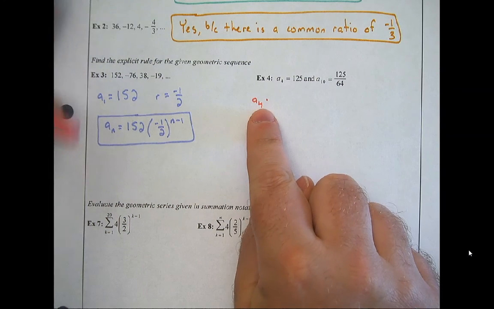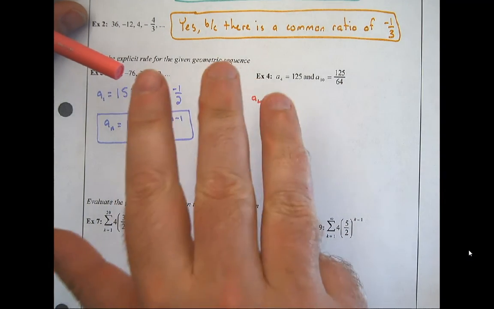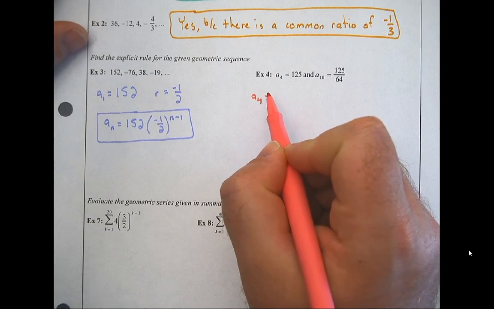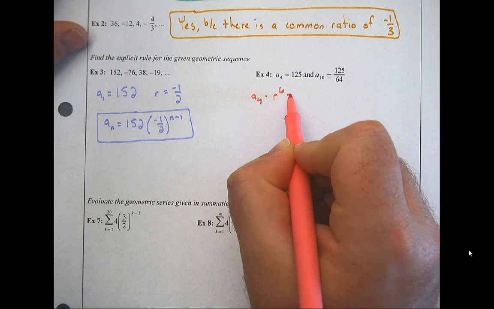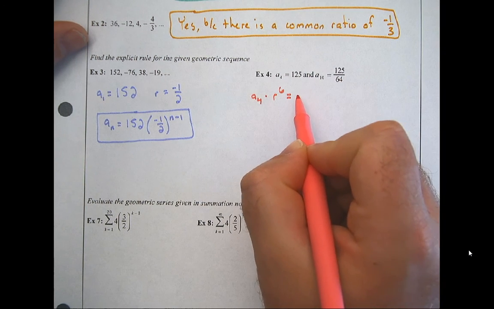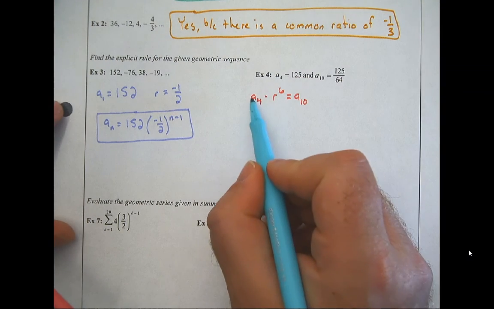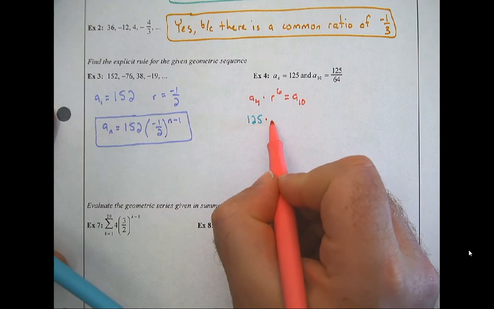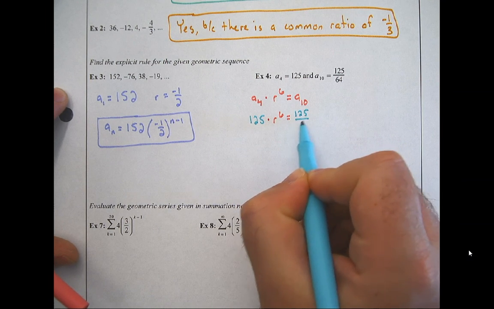So let's start. Let's count up how many gaps there are first. So a sub 4, then to a sub 5, 6, 7, 8, 9, and 10. So there are 6 gaps. That means that there are 6 ratios. But what's r times r times r times r times r? 6 times we would get r to the 6, which then equals a sub 10. So like before, now I can start to plug and chug here. They told me that a sub 4 was 125 times r to the 6 is equal to, they told me that a sub 10 is 125 over 64.